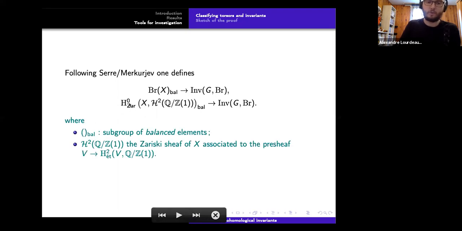So the second group is here, the sheaf associated to the presheaf on X, which associates to V the étale group H2 of V, Q over Z of 1. And the index means the subgroup of balanced elements, and it is a condition so that the two maps are well defined. But I will not go into it.